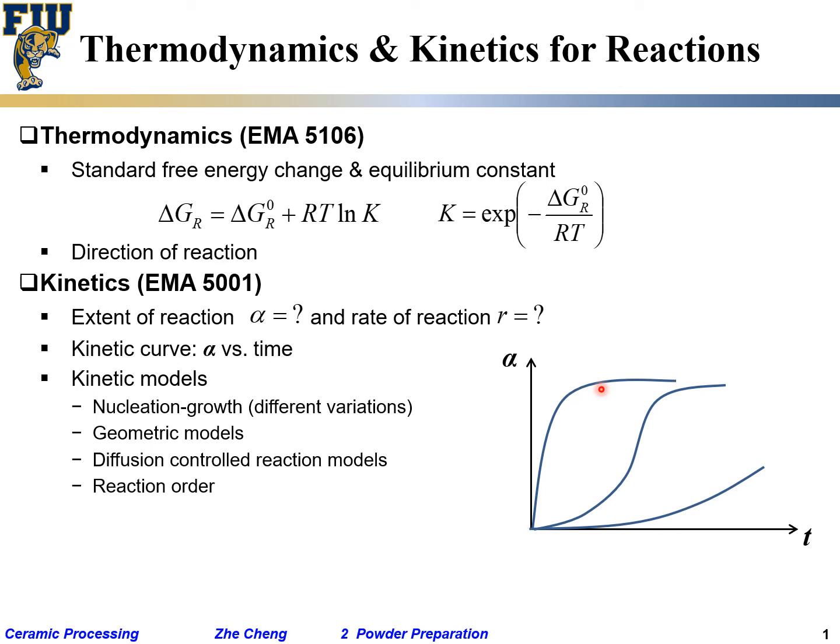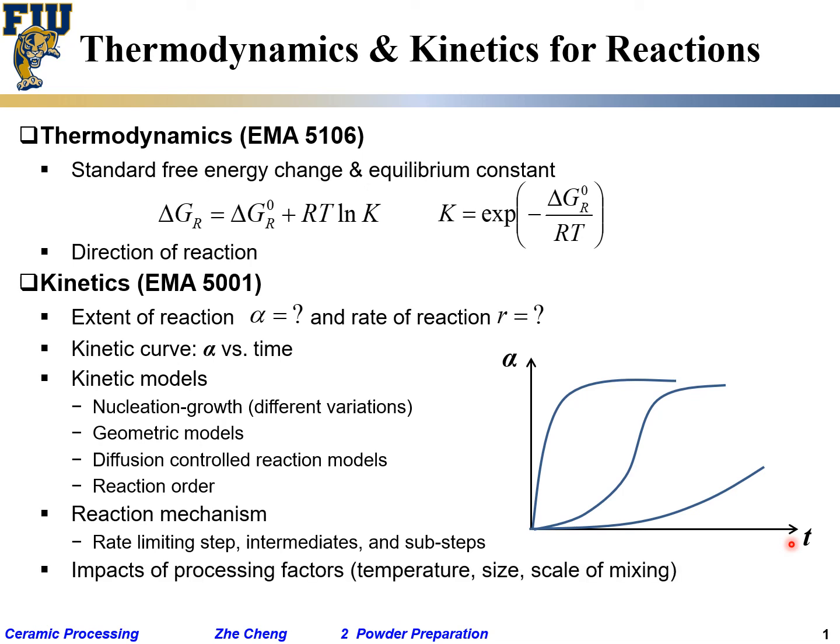Kinetic models, different models we will talk about next semester, to mathematically describe the relationship between extent of reaction and reaction time. Reaction mechanism. How does the reaction happen? Okay. What are the so-called rate limiting steps? Is that diffusion or some other step? And the impact of processing factors: temperature, size, scale of mixing. All these things are different.